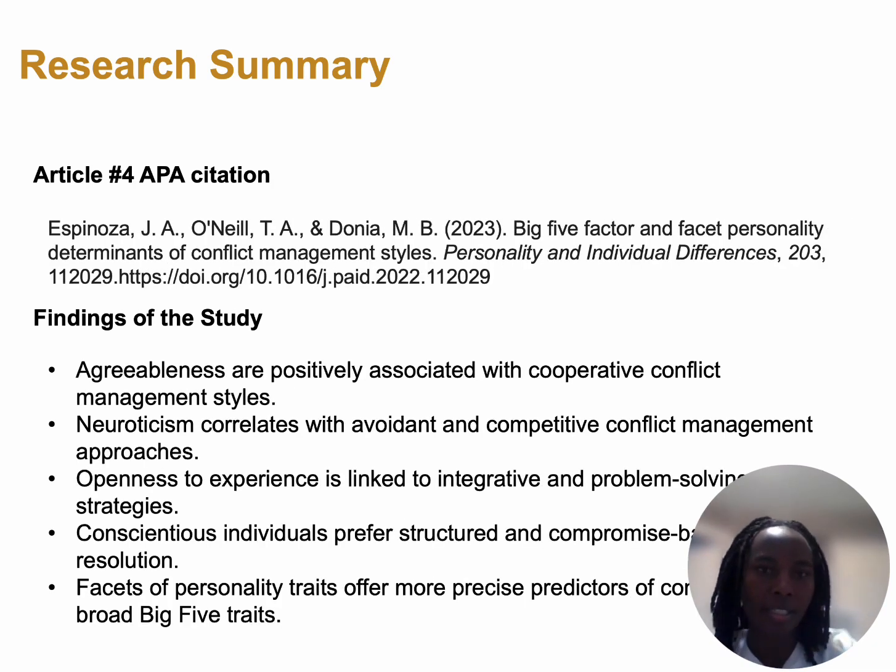So the next study: Big Five factor and facet personality determinants of conflict management styles. Straight to the study findings. Number 1, we find agreeableness is positively associated with cooperative conflict management styles. Next, neuroticism correlates with avoidant and competitive conflict management approaches.